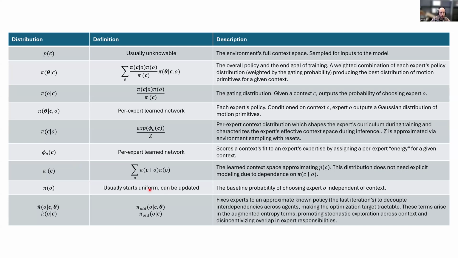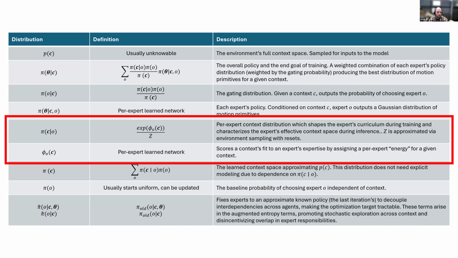So pi O, that's the baseline. Again, it usually starts uniform. It can be updated. It's not updated in this paper. And these are the pi olds. They use it to make the optimizations tractable. And yeah, so we can come back to this. So what's new about this paper is specifically these distributions.